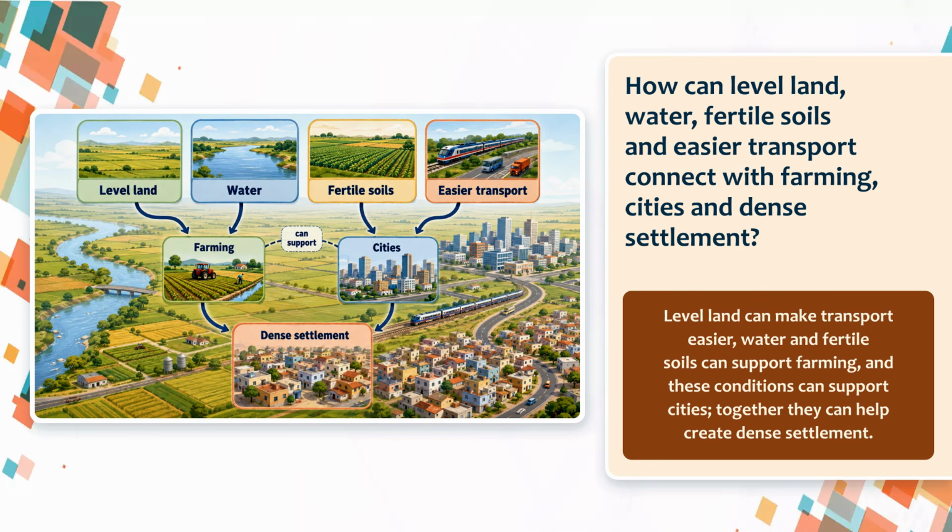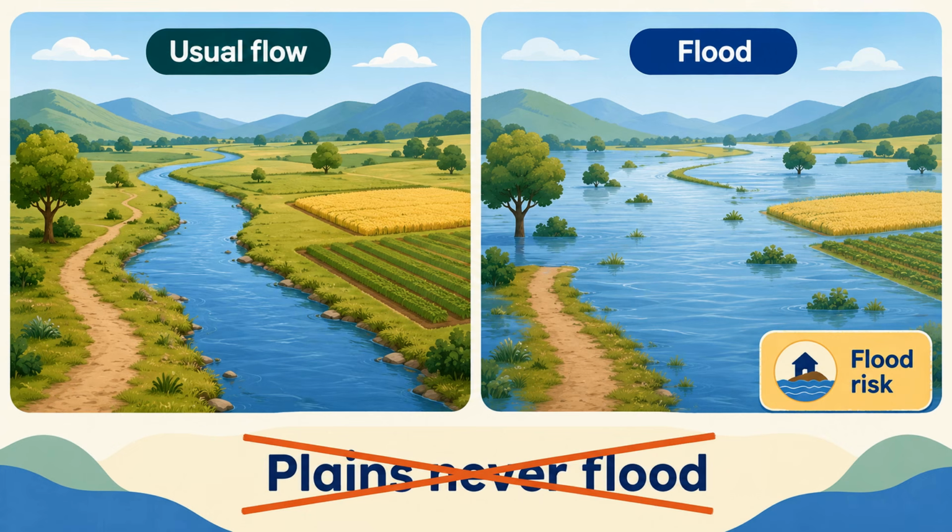The diagram shows a linked pattern, not a rule for every plain. Next, we will examine flood risk and correct the idea that plains never flood. Plains can face flood risk when river water spreads beyond its usual channel onto nearby low land. The two panels directly disprove the claim that plains never flood.